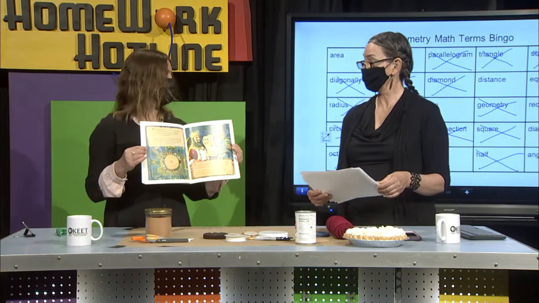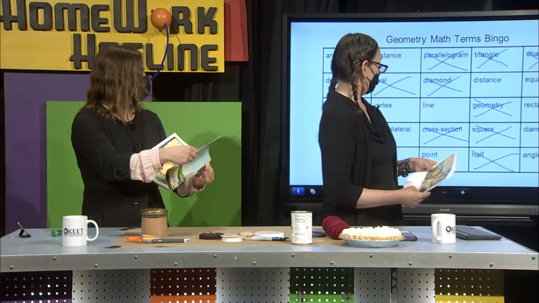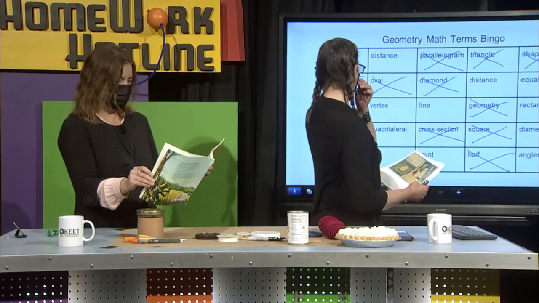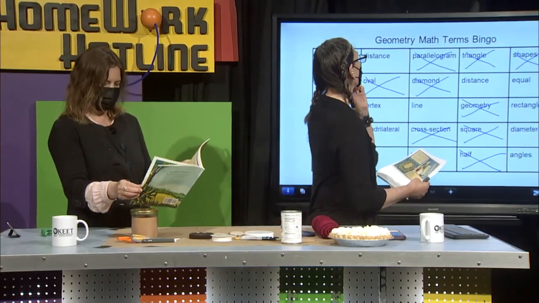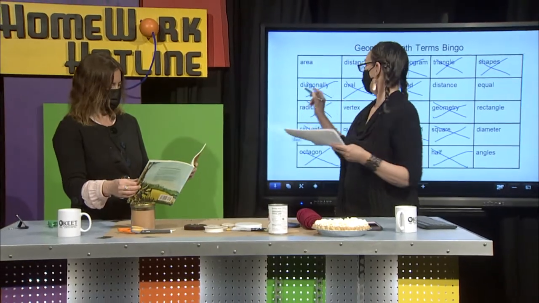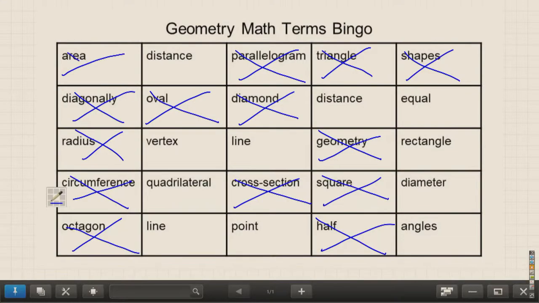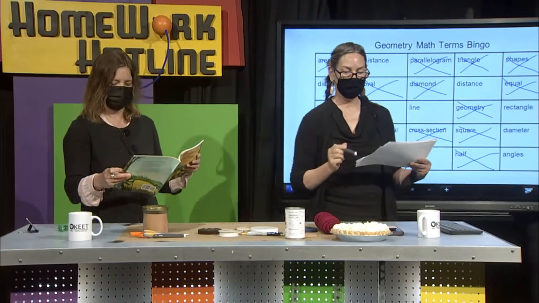Did you hear a couple of math words in there? So they wanted to measure the area. Yes. Of their land. Oh, look at that. Bingo. Does that mean I get a piece of pie? It does mean you get a piece of pie. That's what I really wanted. There was also equal in here. And so we'll cross out equal.